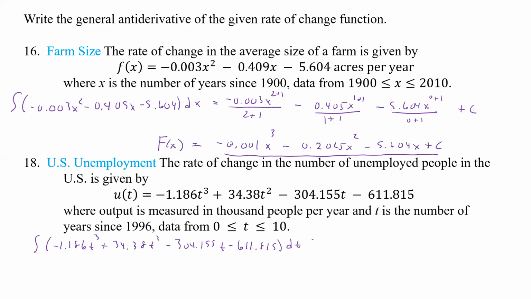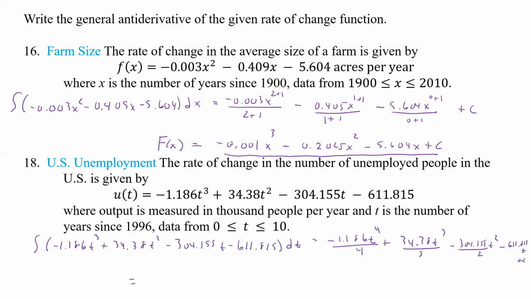So that looks like we get negative 1.186 t to the fourth divided by 4. And then we have plus 34.38 t to 2 plus 1 is 3 over 3. And then minus 304.155 t squared over 2 minus 611.815 t over 1. And so we don't have to do that. And then plus c. So let's get all this written down now.